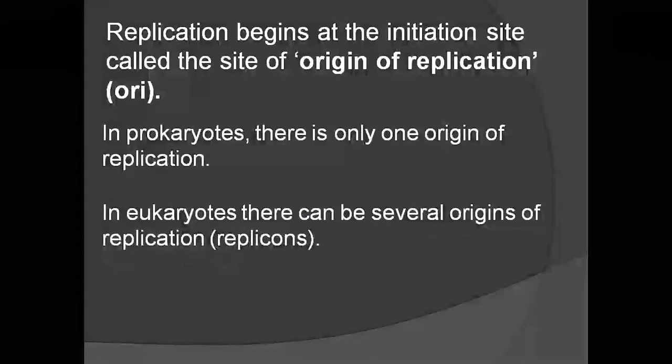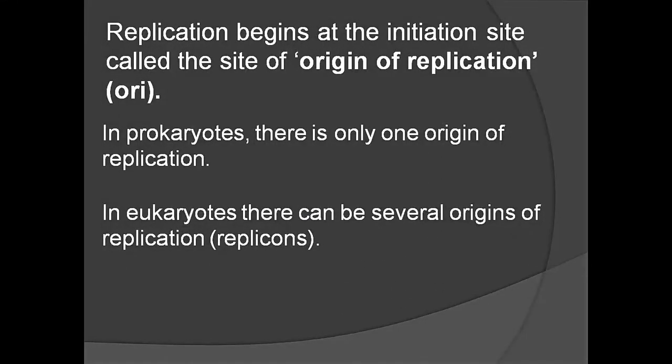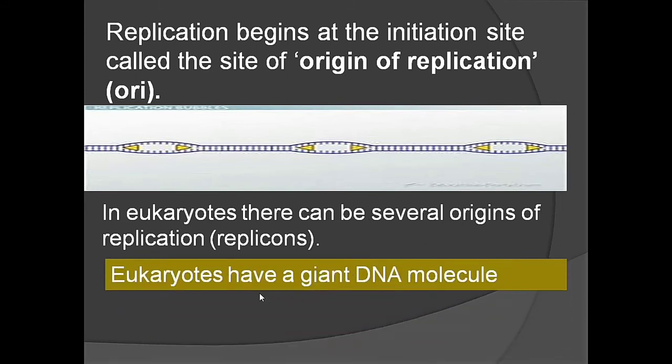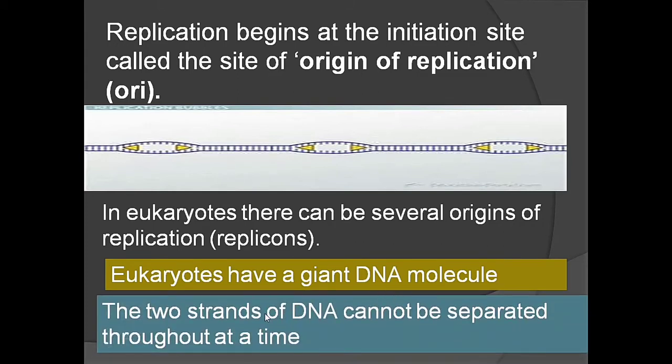But in the case of eukaryotes, there can be several origins of replication, called replicons. The diagram shows several origins of replication. What's the reason for the need for several origins of replication in eukaryotes? The first reason is that eukaryotes have a giant DNA molecule. The long two strands of DNA cannot be separated throughout the length at a time because it needs more energy. Because of these two reasons, many origins of replication are formed.